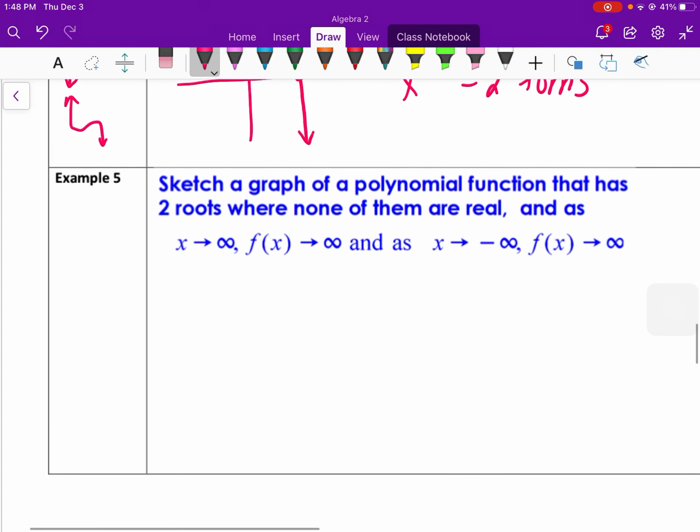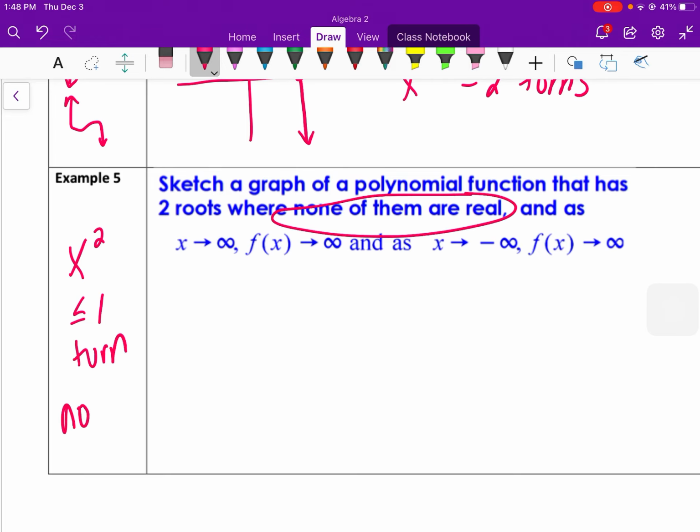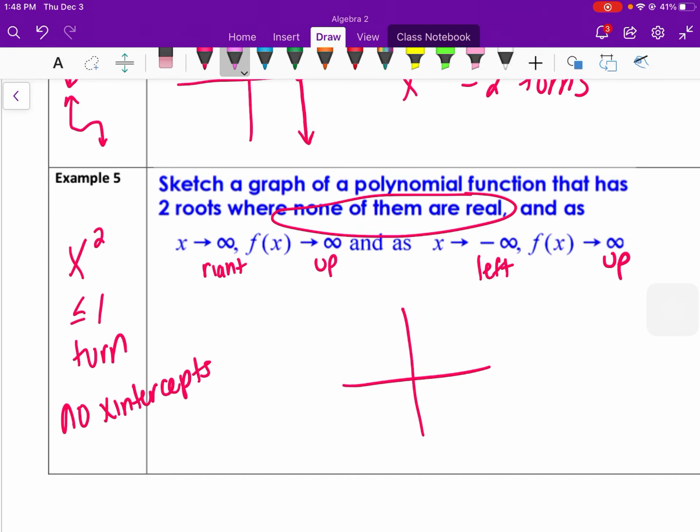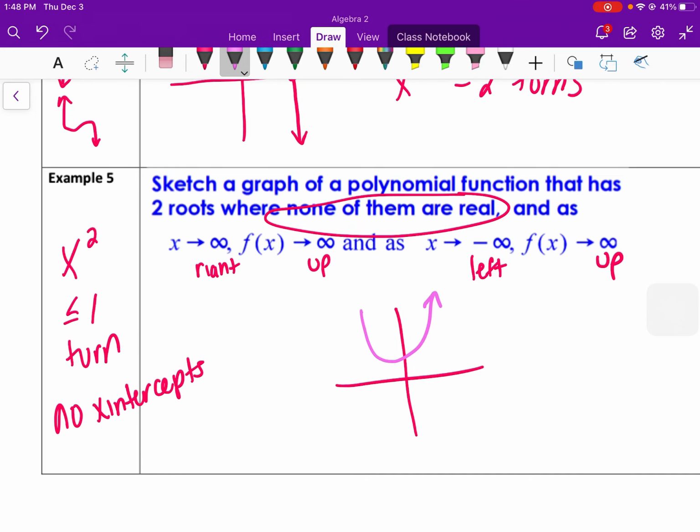Sketch the graph of the polynomial function that has 2 roots, none of them are real. Well, 2 roots is an x squared, which means it has to have less than or equal to 1 turn. None of them are real means no x-intercepts. As x goes to infinity, so as you go to the right, the function goes to infinity, so up. As you go to negative infinity, so as you go to the left, the function goes to positive infinity, so up. So up on both sides, and it has no x-intercepts, and it can only have 1 turn. So like that.